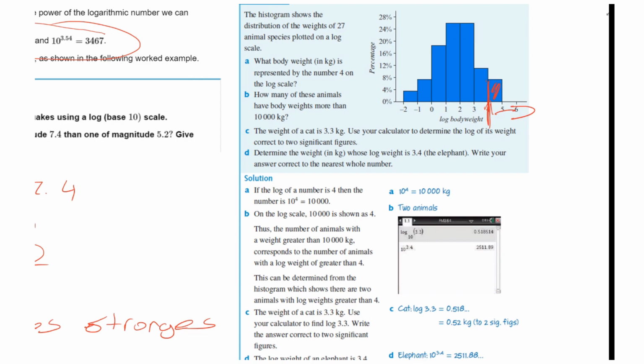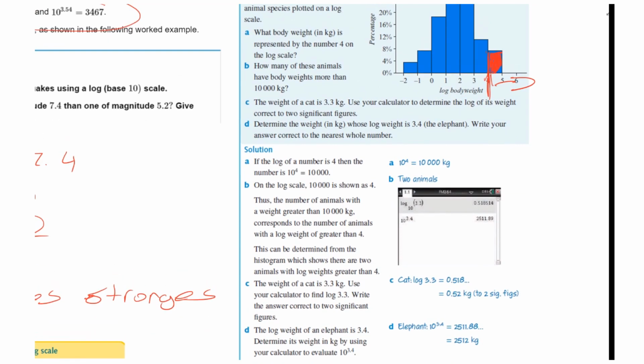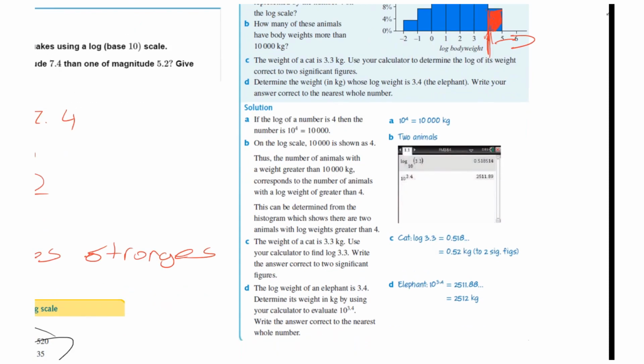Now, I know in the question here, they said it corresponds to 2 animals. That's basically working out based on this, what they've got here. You've got a percentage of about, I think, just over 5% of 27, so you'd have to work it out. But that's what we're looking at here. It's that one there for that question. The weight of a cat is 3.3 kilograms. Use your calculator to determine the log of its weight correct to 2 significant figures. You basically put in log 3.3 into your calculator. You get that number, and that's your answer, 2 significant figures.